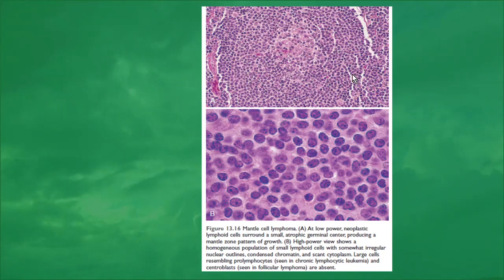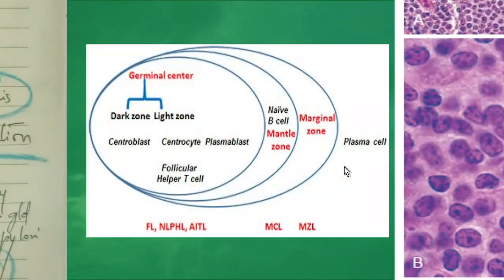See, this is the mantle zone cells increasing, the very thick mantle zone and very atrophic germinal center. Cells are mostly monomorphous, small round cells, some are cleaved. There are a few large cells almost resembling prolymphocytes, like in SLL.